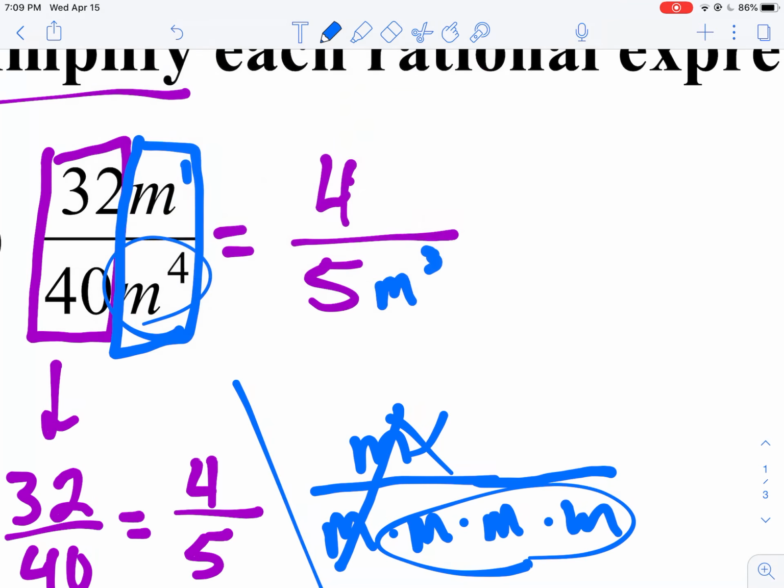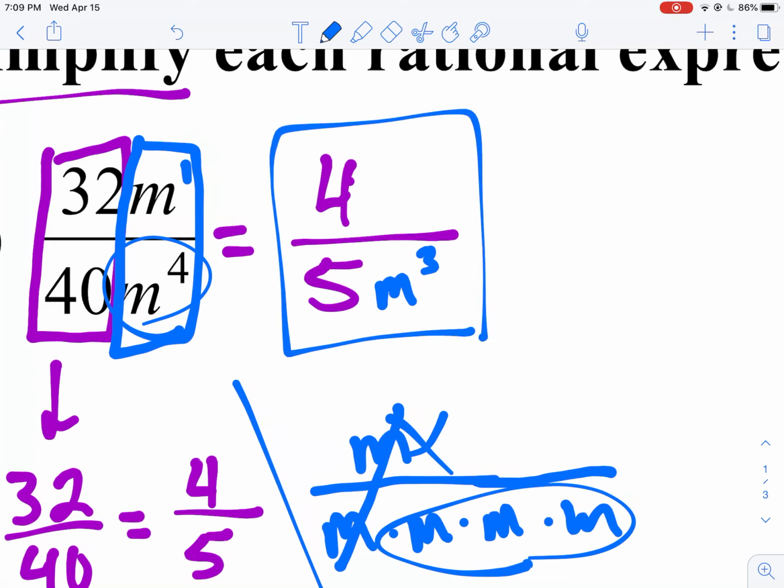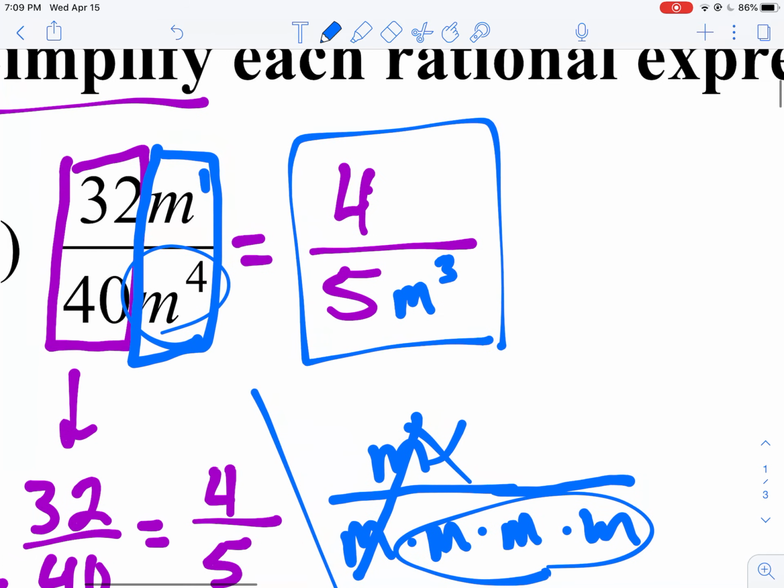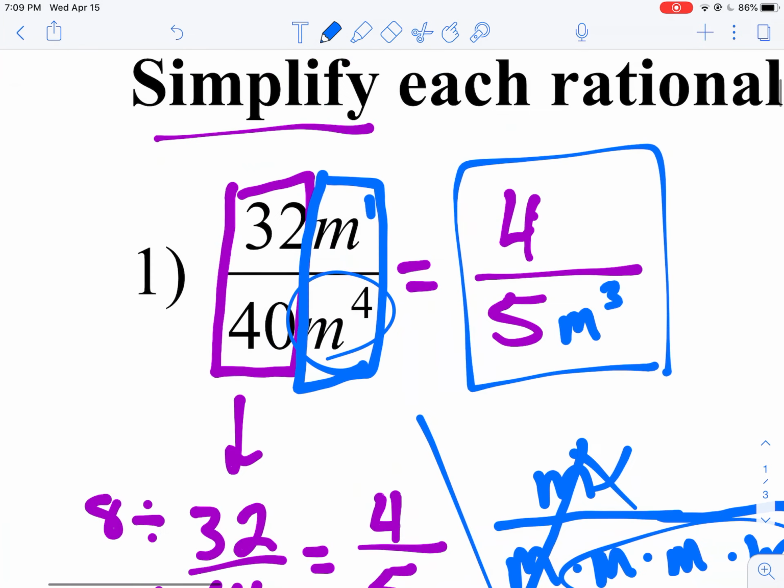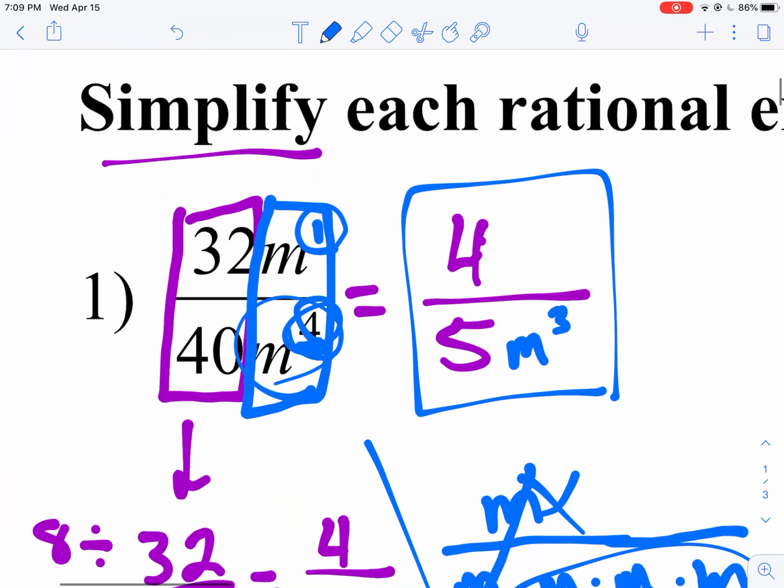M to the third, that's a little better. And there you go. 4 over 5, m to the third is your final answer. An easier way to deal with the variables is you could just think, all right, I have exponent 4 on the bottom, exponent 1 on top. Just subtract those, 4 minus 1, and then leave your answer in wherever the bigger number was. Since the bigger number 4 was on the bottom, 4 minus 1 is 3, so my answer is m to the 3 on the bottom.